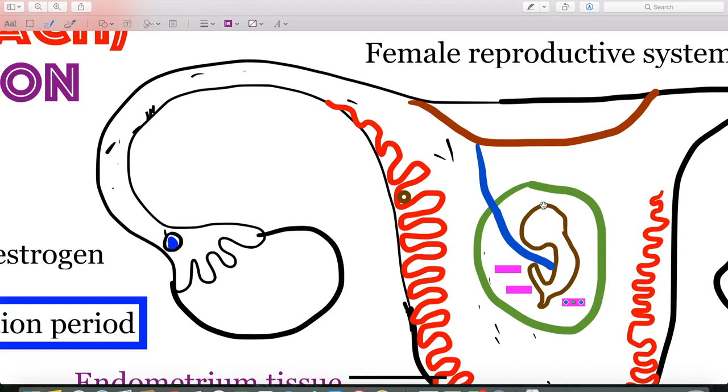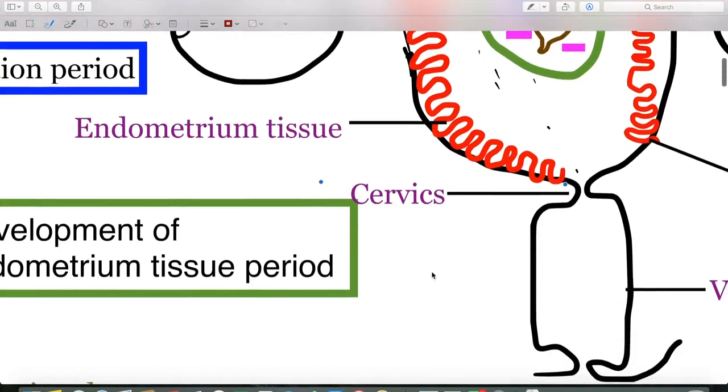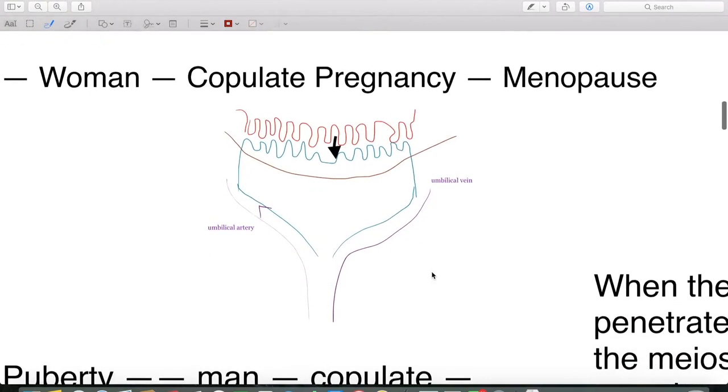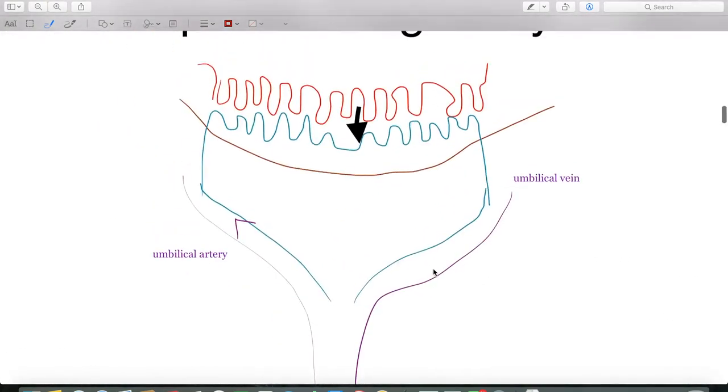And the fetus will be connected to the mother using an umbilical cord. This is the umbilical cord here, and the mother is connected to the fetus using the placenta. How does she get the placenta? She gets the placenta from the endometrium tissue, which will develop into the placenta. This is the placenta.